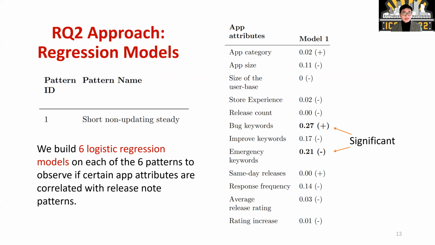So we build 6 logistic regression models on each of the 6 patterns and try to observe if certain app attributes are correlated with release note patterns. For one example, we find that apps that write short and non-updating release notes, or pattern 1, often include a lot of bug words and very rarely use emergency keywords. And by that, I mean that they will often say things like bug fixes or identified bugs, but they won't really say, here's a big emergency fix for this issue.